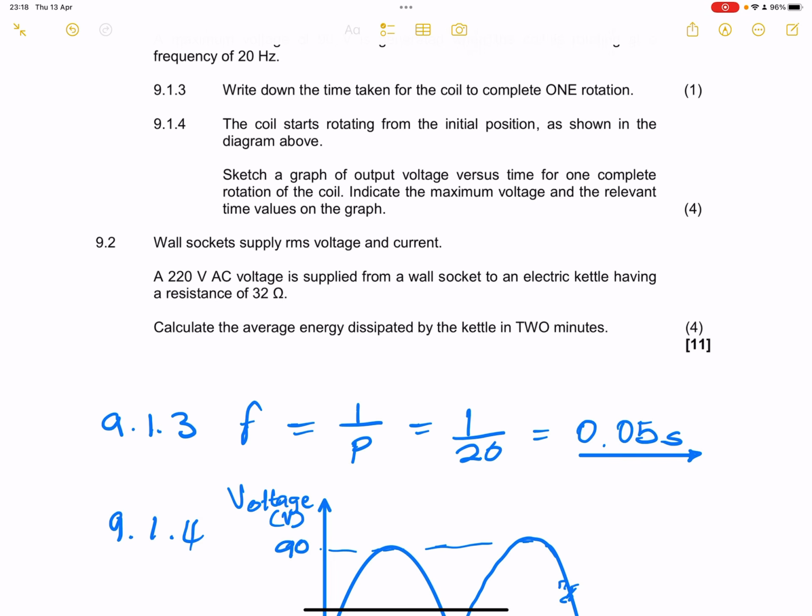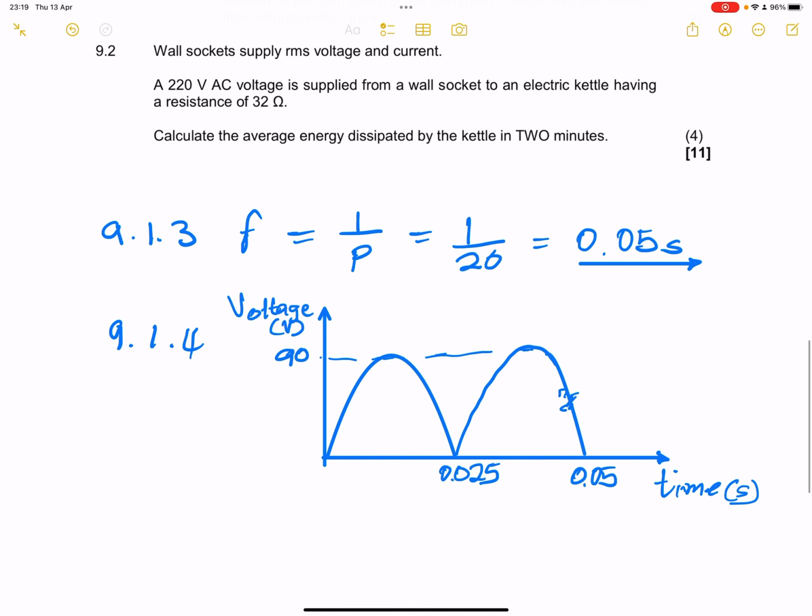Now they say a wall socket supplies an RMS voltage and current. A 220 volt AC voltage is supplied from a wall socket of an electric kettle having a resistance of 32 ohms. They say calculate the average energy dissipated by the kettle in 2 minutes. Right, now we need to make sure that we have all the relevant conversions there.